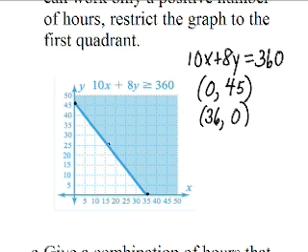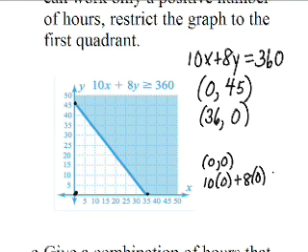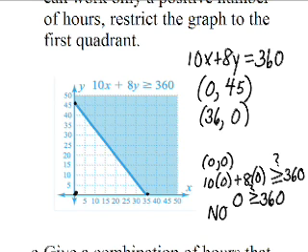Because the inequality was greater than or equal, we graphed a solid line. And then we chose a point, like the point (0, 0), and checked to see if (0, 0) satisfied the inequality. Substituting x being 0 and y being 0, we got 10 times 0 plus 8 times 0, which is 0. Was it greater than or equal to 360? The answer was no, so we shaded in the other region.